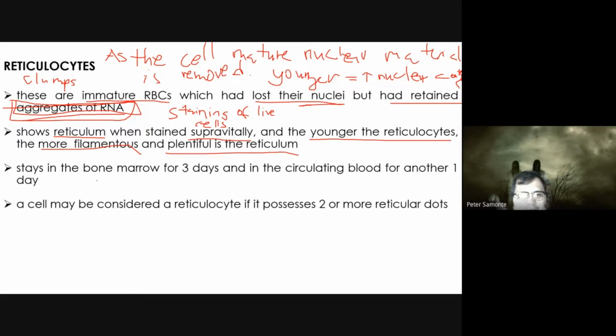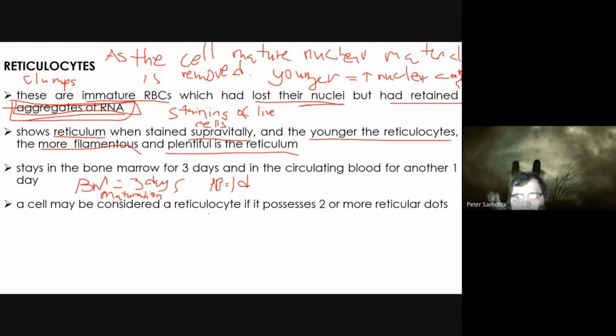Now, your reticulocytes would stay in the bone marrow 3 days for maturation, and 1 day naman siyang magsisirculate in the peripheral blood. So 3 days siyang nasa bone marrow para mag-mature, then it would circulate sa peripheral blood for 1 day. So pakitandaan yun, class, ha? 3 days sa bone marrow for maturation, 1 day sa peripheral blood to circulate.